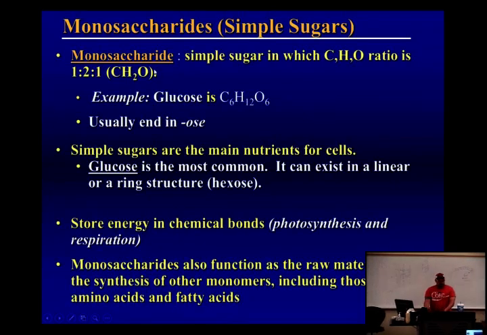Alright, so monosaccharides are sugars because usually they come in a 1 to 2 to 1 ratio, right? So it's 1 carbon, 2 hydrogen, 1 oxygen. So like C6H12O6. That's a classic molecular formula for sugar. Sugars end in OSE, you guys know that, I think. Glucose is the most common and the easiest one for your body to utilize.